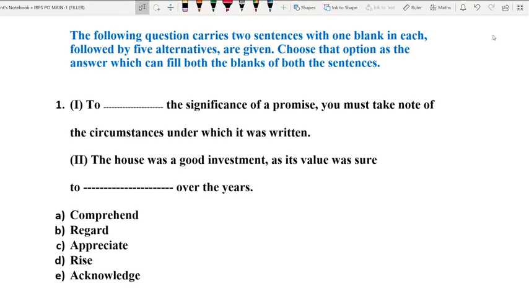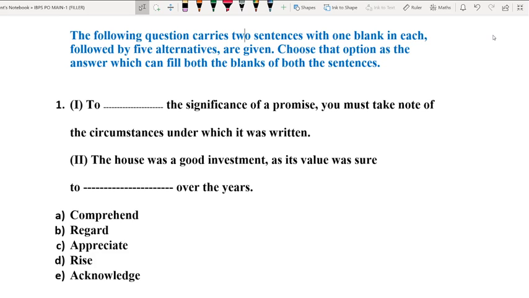Hello dear students, today I am going to discuss some important questions on fillers, actually single blank fillers, which are usually asked in banking examinations. So dear friends, as you can see, there are two sentences provided with one blank in each, followed by 5 options. Each sentence has got one blank and there are 5 options.